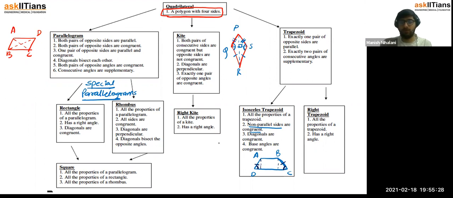And diagonals are also congruent in an isosceles trapezoid. So these are the properties which we have to remember. A right trapezoid is just a trapezoid with a right angle. So it will have one pair of sides as parallel. This is a right trapezoid, right? This can be like L, M, N, O.